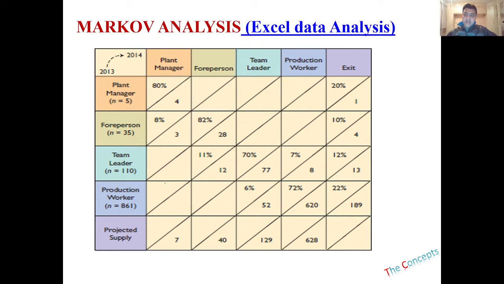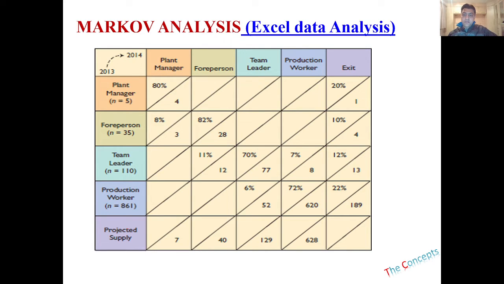And then if you look at the production worker level, you have 861 people, out of which 620 will remain production workers. 52 are supposed to be promoted to the next level, and 189 are supposed to be leaving your organization in one way or the other. So this is what you expect will be happening in the coming year or years for which you are planning. How do we get some idea after plotting our Markov analysis?